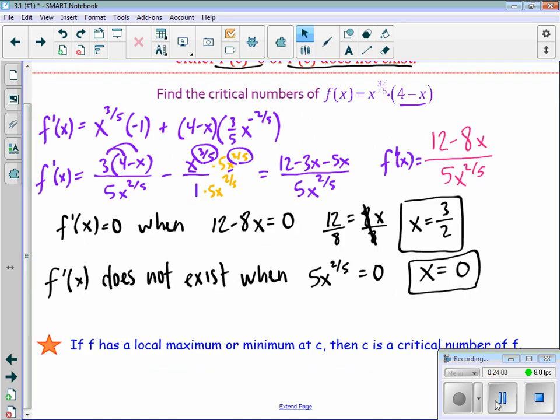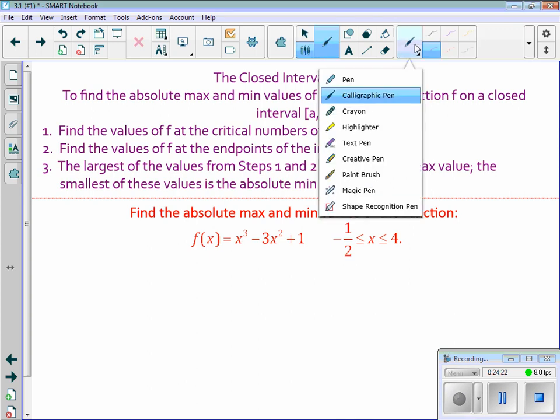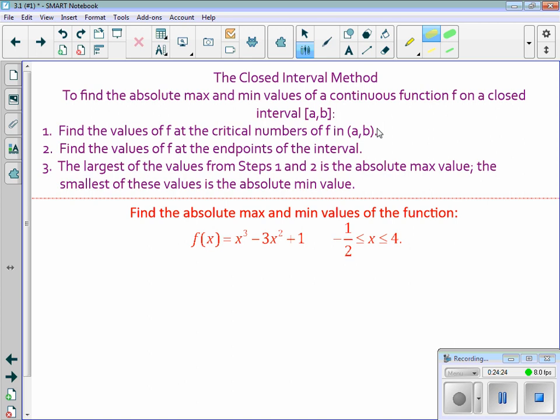Okay, so I'm going to click this here. If you want to write that down, probably not a bad idea. Okay, so if f has a local max or min at c, then it has to be a critical number of the function. Okay, closed interval method you're going to use on the AP test. For the closed interval method, I suppose we can just highlight the main pieces here. It says to find the absolute max and min values of a continuous function on a closed interval. So closed interval method, that means it's on a closed interval from A to B, so maybe from 1 to 5 or whatever it tells you there. Here it's from -1/2 to 4 for the problem below.